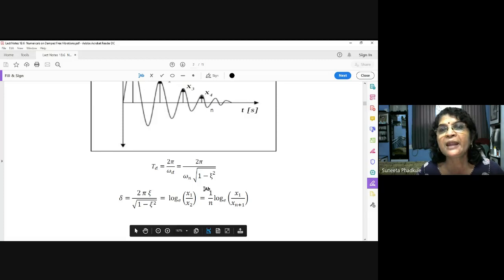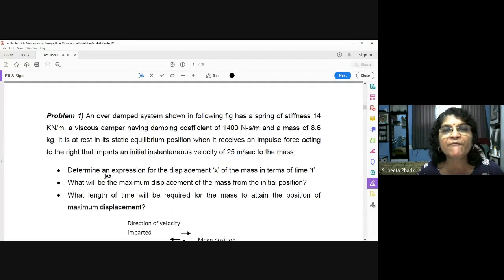And this is the formula for time period, that is, the time required for damped free vibration. Td is equal to 2 pi upon omega d. And what is omega d? Omega n into square root of 1 minus zeta square. Okay, so let us move to problem number 1.